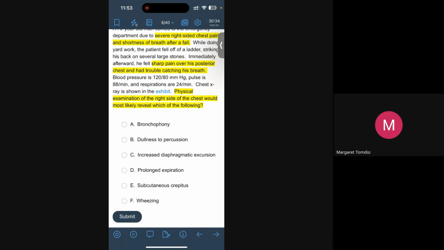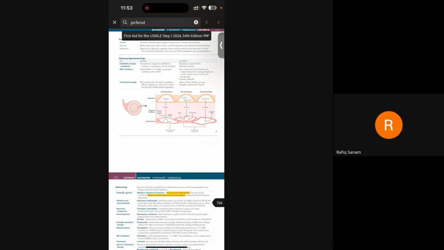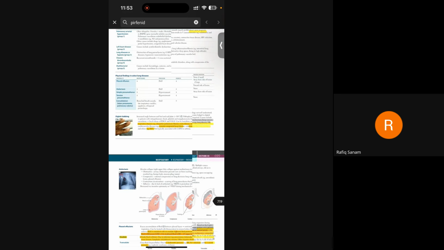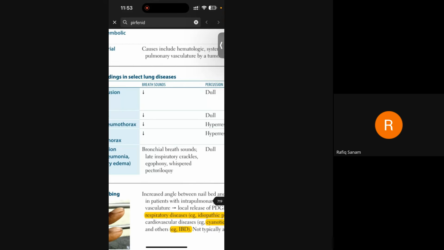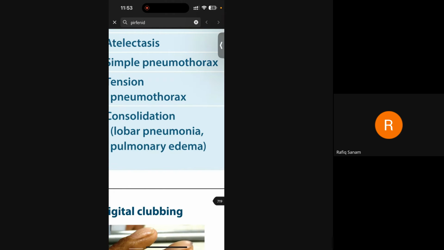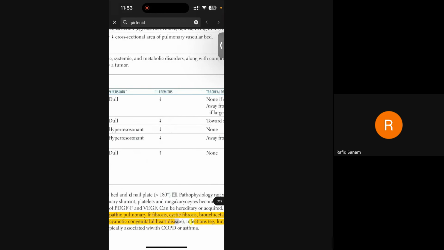Now we have to see which option can be explained by pneumothorax. Bronchophony cannot be. Bronchophony is consistent with consolidation. Bronchial breath sounds, egophony, and bronchophony are with consolidation, and dullness to percussion.